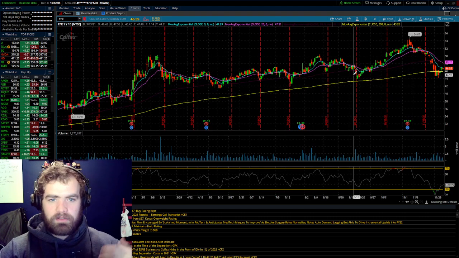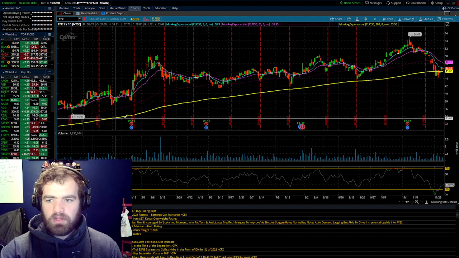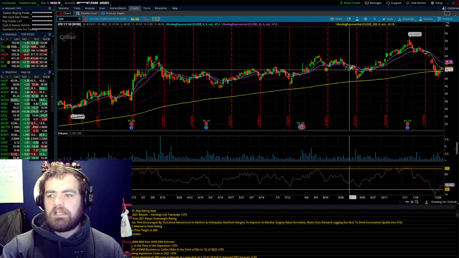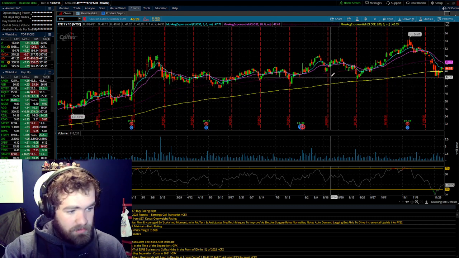I like to go to the year chart. So CFX, beautiful upward trend. One thing you might notice is that it does have this tendency to use this yellow line as support.